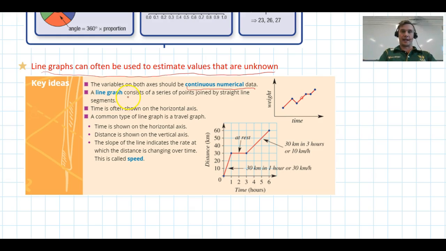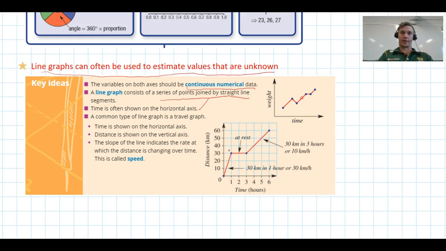The next key point is that a line graph consists of a series of points joined by a straight line segment. As you can see here, they've drawn the points in, and then they've connected those dots using a ruler, preferably, so we can see that line there. Time is often shown on the horizontal axis, which we will look at in an example.